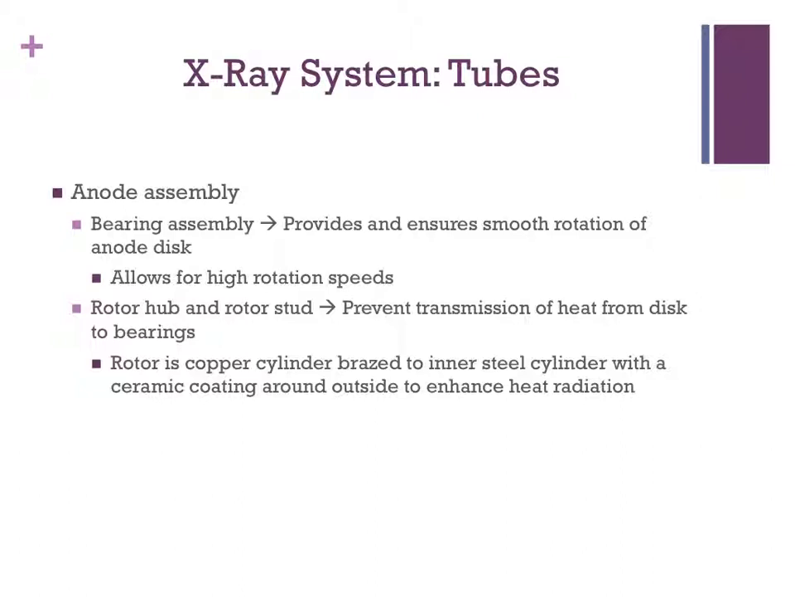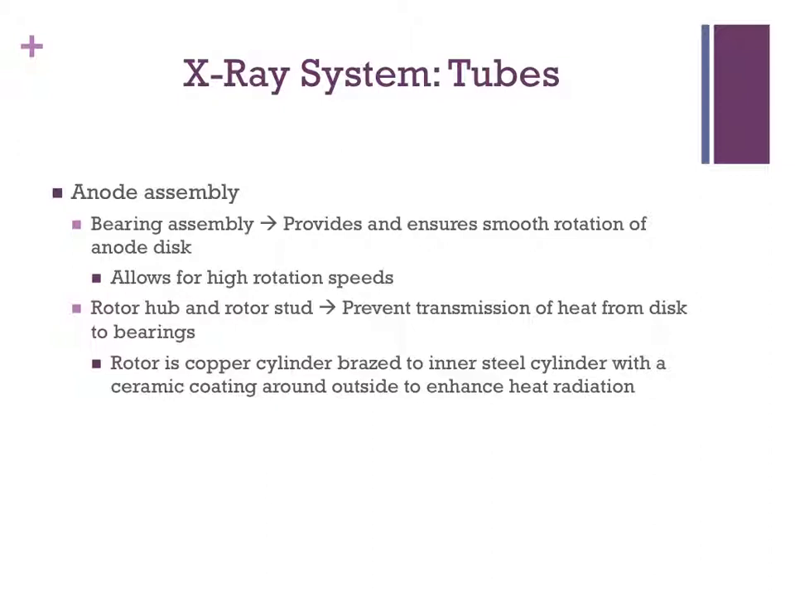In the anode assembly, there is the bearing assembly, which provides and ensures the smooth rotation of the anode disc. And the bearing assembly was actually noted in the picture a few slides back. It allows for high rotation speeds. The high-speed anode rotation allows for the use of higher loadability in CT, and these high rotation speeds are possible with the increased frequency to the stator windings. But smooth rotation of the anode disc is possible because of the ball bearings that are lubricated with silver.